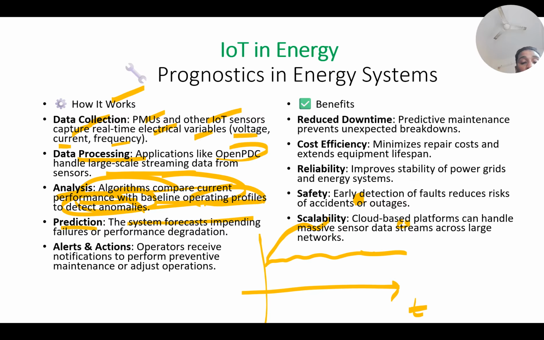Prediction. The system forecasts impending failures or performance degradation. Alerts and actions. Operators receive notifications to perform preventive maintenance or adjust operations. Let us see the benefits. Reduced downtime. Predictive maintenance helps in reducing unexpected breakdowns. Cost efficiency, minimizes repair costs and extends equipment lifespan. If we detect the problems at an initial stage, it's going to cost less.